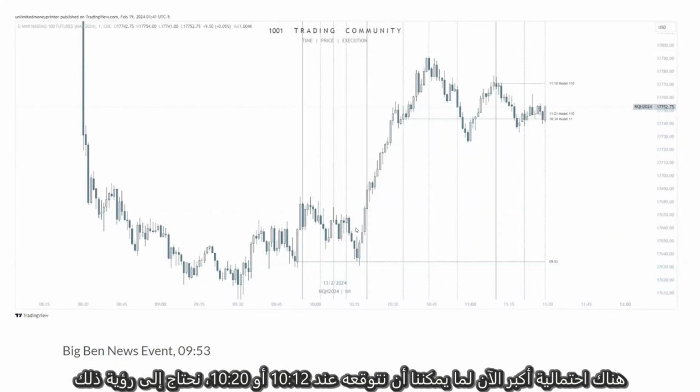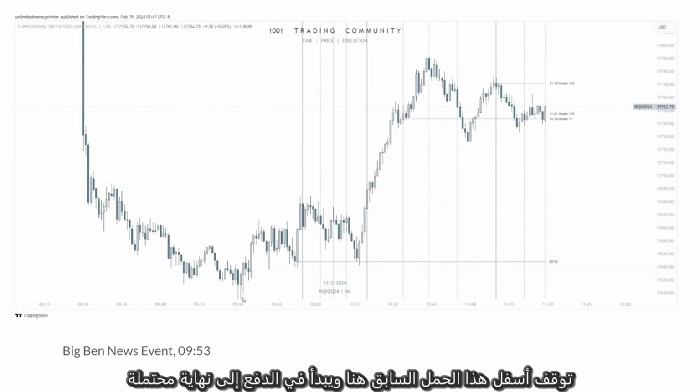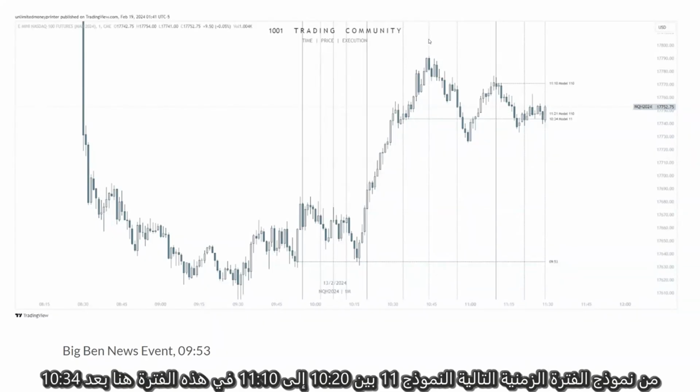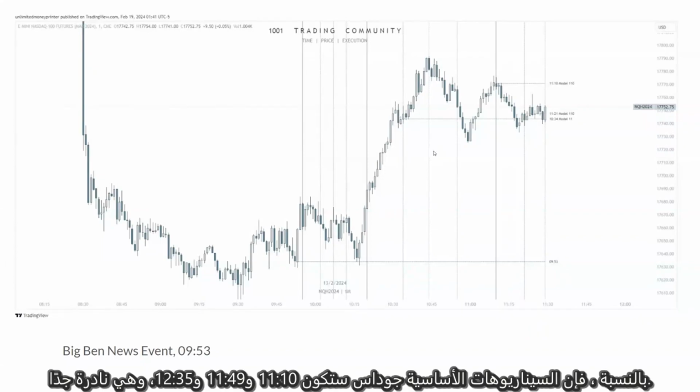Now, what can we expect? At 1012 or 1020, we need to see that move up to take out that buy side right here. Goes below 953, lets you get tagged in, stop below this previous low down here, and it starts to push up to a potential terminus of the next time model interval, between 1020 to 1110. At this inner interval here, past 1034, it is now in premium, so this is a different model, but I just want to say this as an example for Judas.